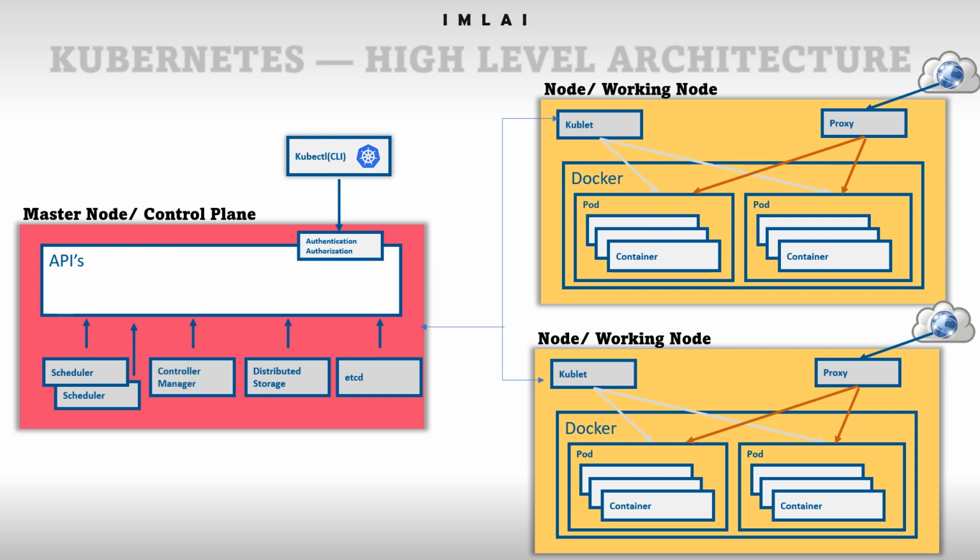Then the fourth component that we have here is etcd. So etcd is a globally available configuration store. etcd is a consistent and highly available key value store used as a Kubernetes backing store for all cluster data. If your Kubernetes cluster uses etcd as its backing store, make sure you have a backup plan for that data.